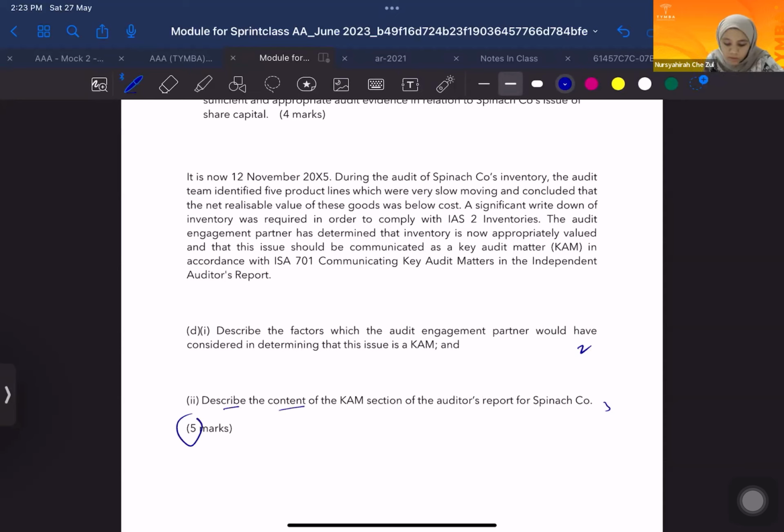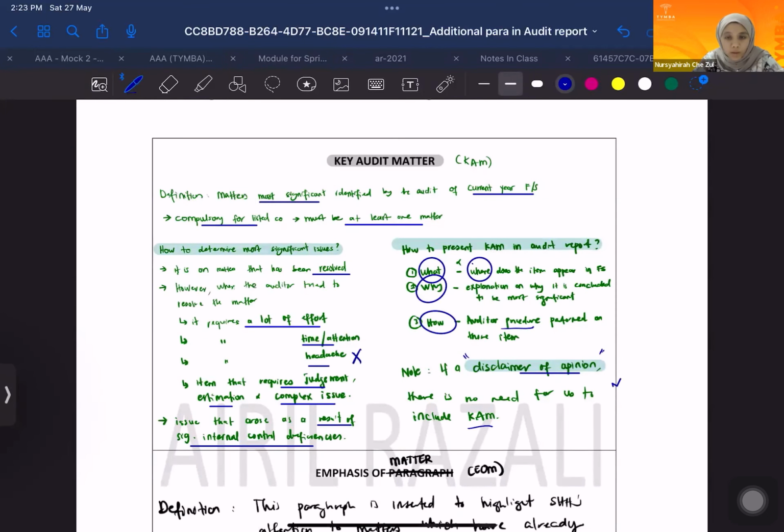Number 2, describe the content of the KAM section. Content, guys, is basically just now, on the right side: what, where, why, and how. But of course, you need to present it in full sentences and in a proper way. Short is okay, but make sure it is full of input. As per the ACCA examiner, they say it must be short and punchy.